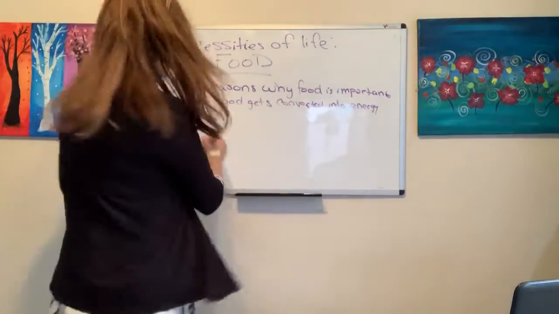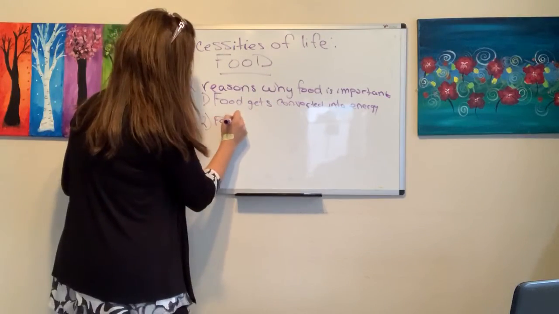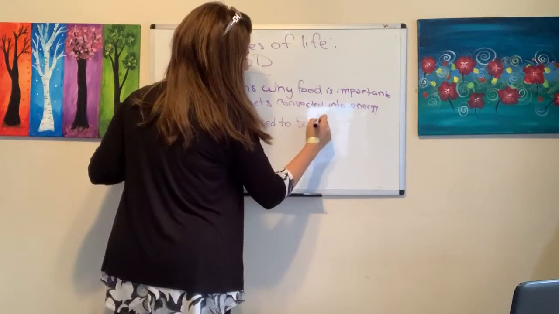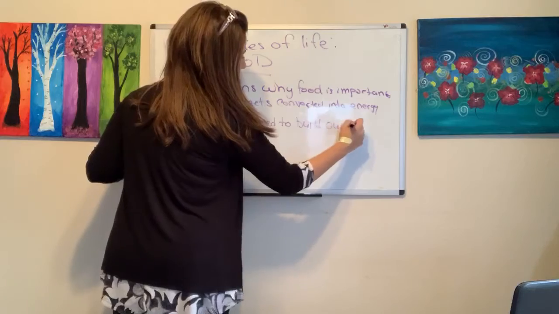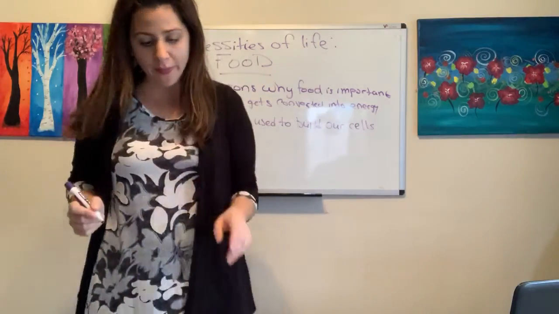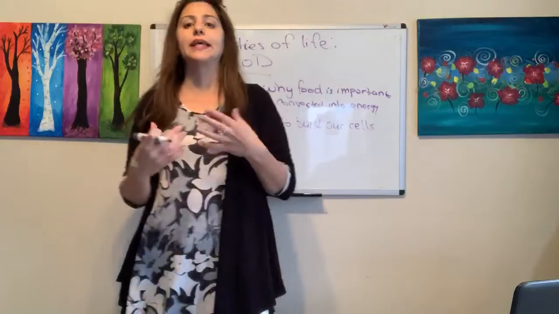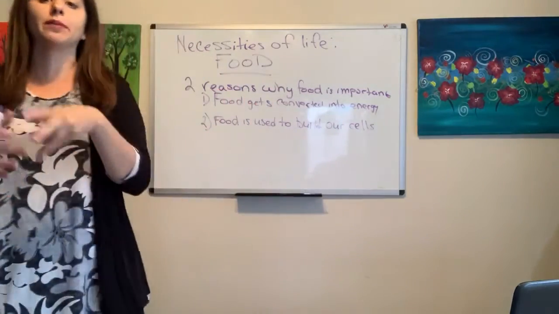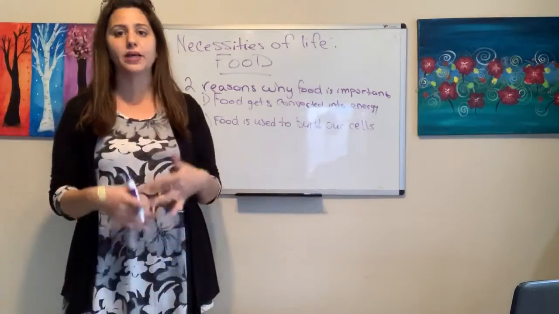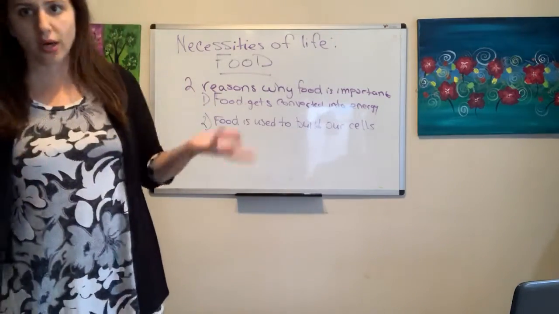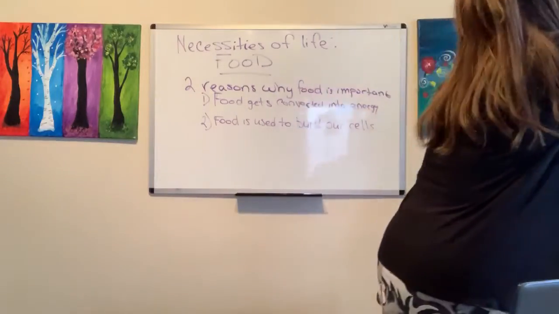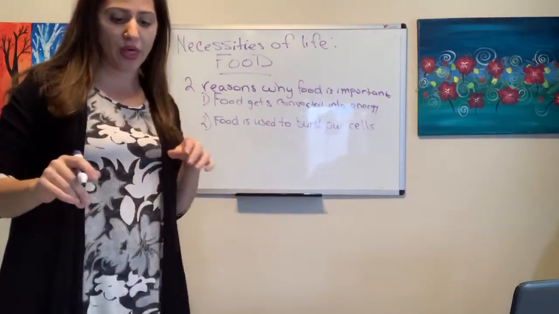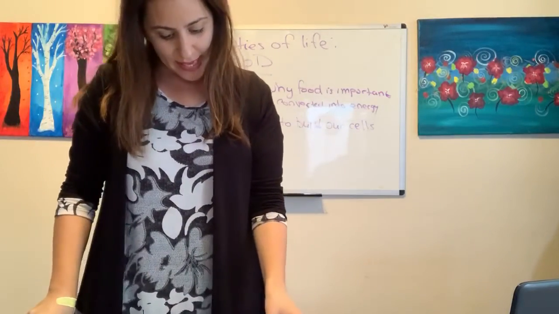And the second thing is that food is used to build our cells. The nutrients in the food are going to be broken down, and then used to build up our cells, to make the organelles, in order for our cells to be able to function. And that is why food is important.